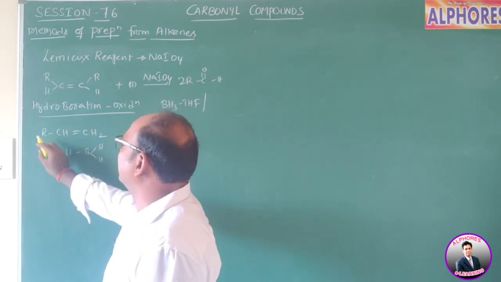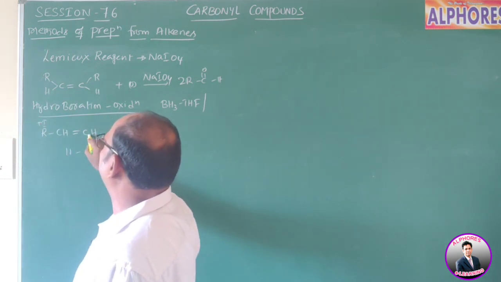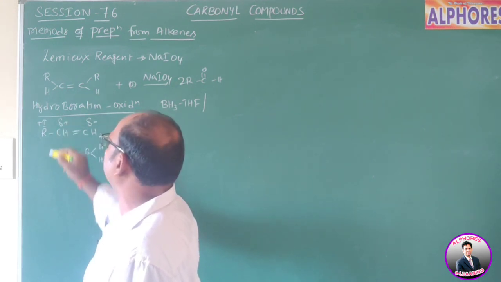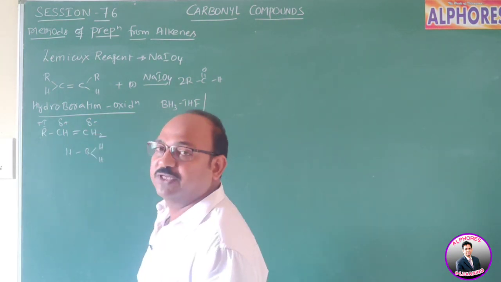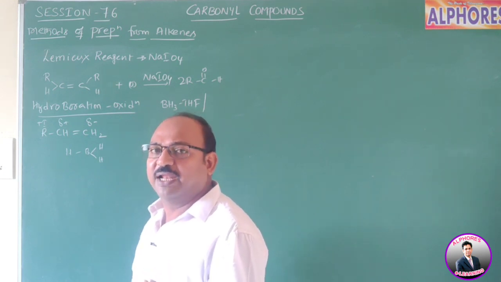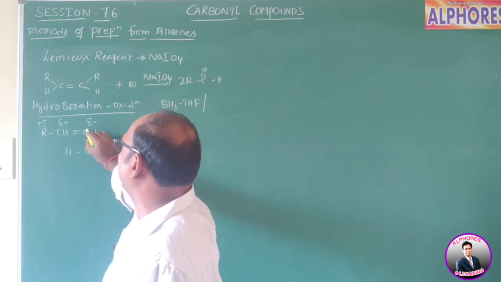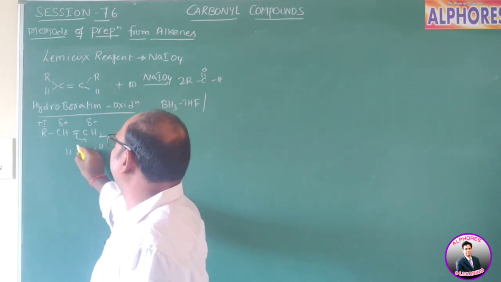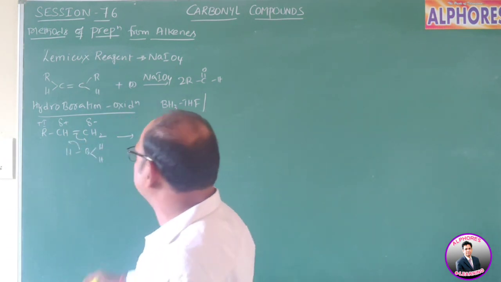Because the alkyl group is an electron releasing group, it is a +I group, the pi electrons are shifted towards the next carbon, and this carbon acquires a partial negative charge, the other a partial positive charge. Boron, being electron deficient, seeks an electron rich center, so it preferably goes to the negatively charged carbon, and hydrogen comes to the other. This reaction proceeds via formation of a 4-membered cyclic transition state.